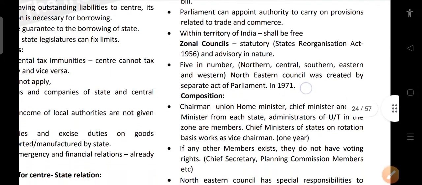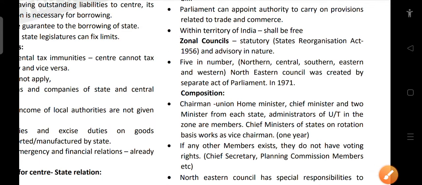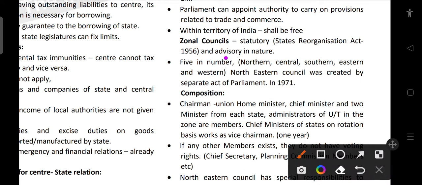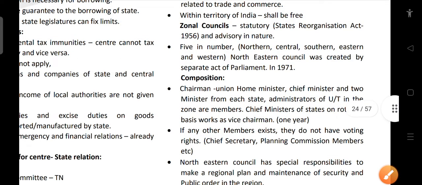Now the next one is related to the Zonal Council. It is a statutory body formed under the States Reorganisation Act 1956 and it is only an advisory body. There are 5 zones: Northern, Central, Southern, Eastern and Western. The North Eastern Council is a separate body, created by a separate Parliamentary Act in 1971. Zonal Councils and the North Eastern Council.